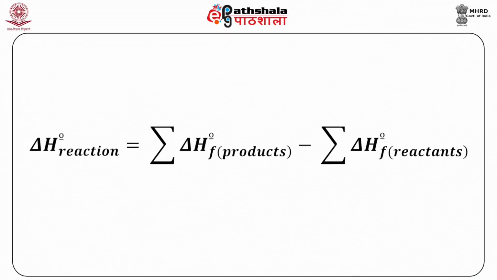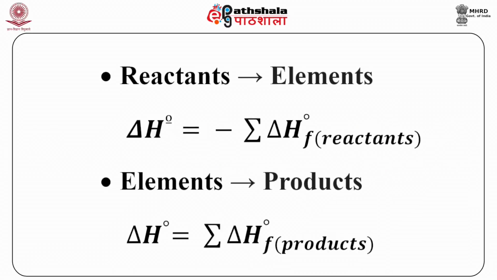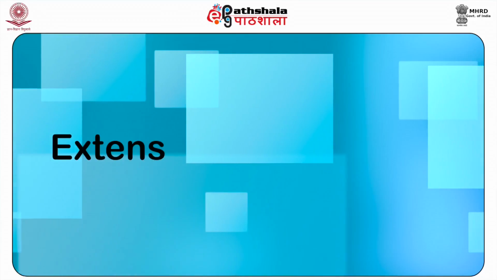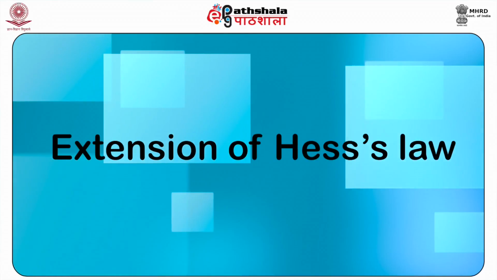Hess's law states that changes in enthalpy are additive. Thus, for a single reaction, the change in enthalpy, delta H, is given by the equation, where delta HF stands for the enthalpy of formation and the superscript naught represents standard state values. The equation is the combination of two reactions. These are shown. Now we shall see the extension of Hess's law.